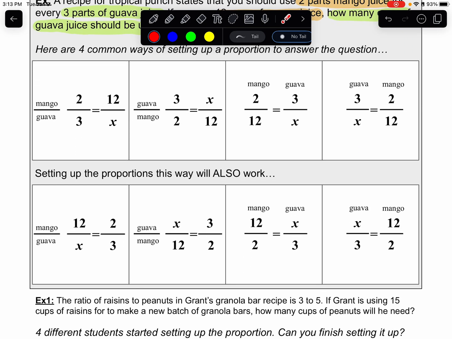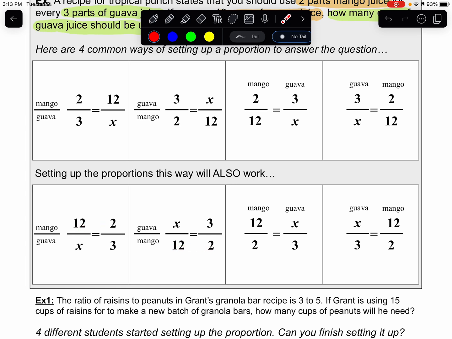You can also set it up this way, which would seem kind of weird, but if you're using 12 cups of mango, how many cups of guava? And then we know that the original ratio was 2 parts mango and 3 parts guava. You'll still get the right answer if you set it up this way. This one is the same way, except reversed. Guava's on top, mango's on bottom. So the original ratio is 3 guava to 2 mango. Notice the 2 mango numbers are together, 12 and 2.